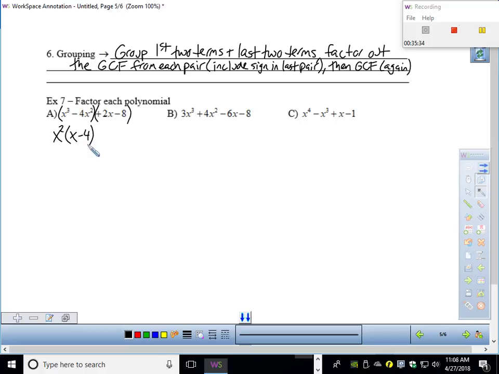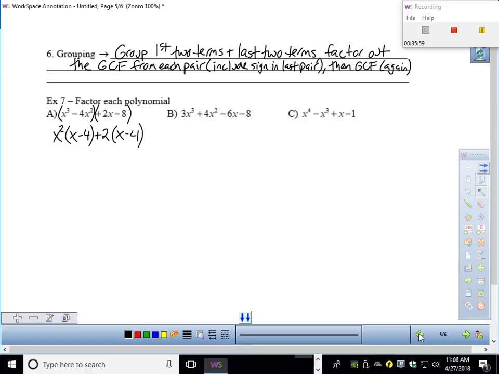Now here's the key. I look at the last pair, and same idea. I'm looking for greatest common factor, and I hope you see it's 2. But as it says right up here, include the sign in the last pair. So when I see I'm going to pull out a 2, I'm going to actually pull out a plus 2 there. So the way I'm doing that, you have to make sure you pull out that sign. And when you do, it's x minus 4. That's great. Now take a look at that for 1 minute, and that hopefully will look vaguely familiar.